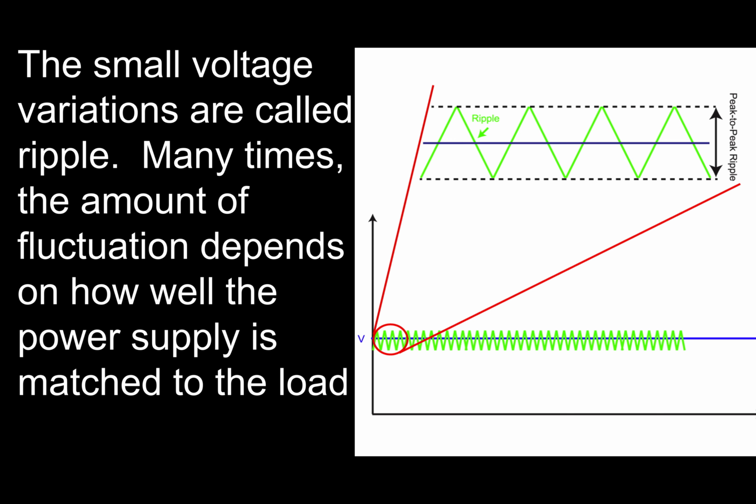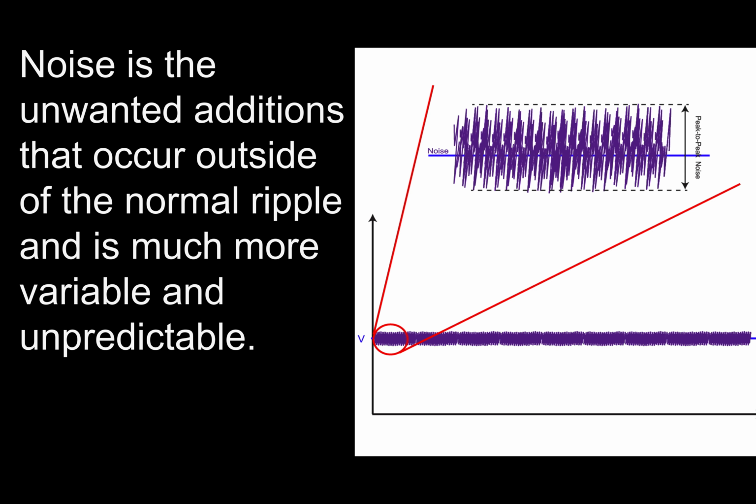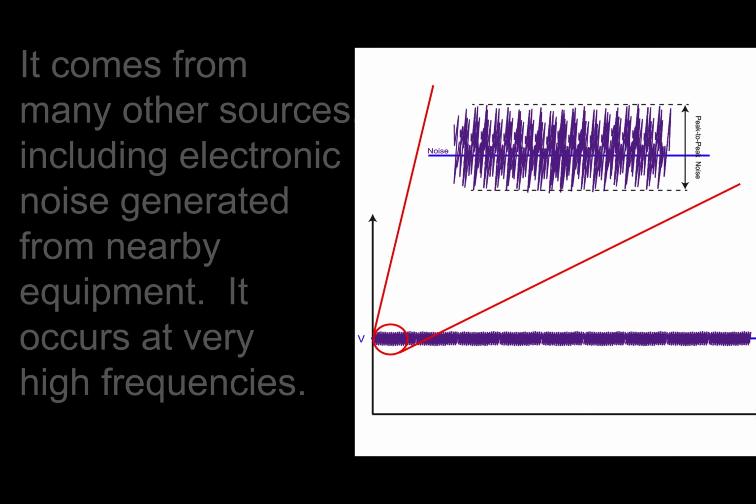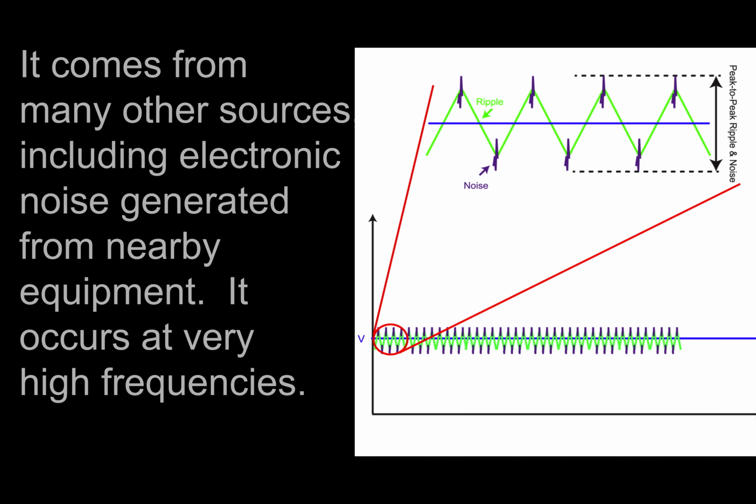Many times, the amount of fluctuation depends on how well the power supply is matched to the load. Noise is the unwanted additions that occur outside of the normal ripple and is much more variable and unpredictable. It comes from many other sources, including electronic noise generated from nearby equipment. Switching noise typically occurs at very high frequencies.